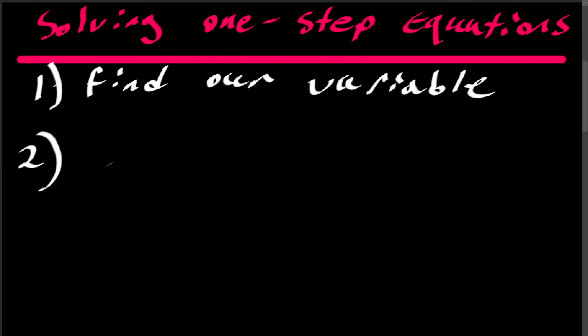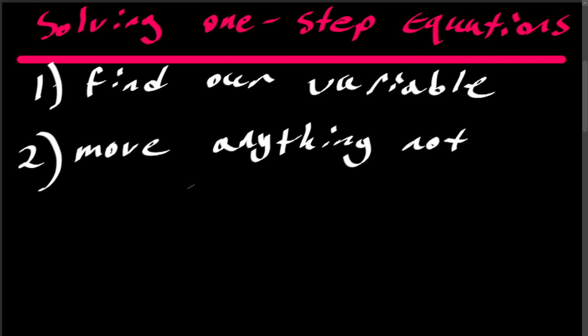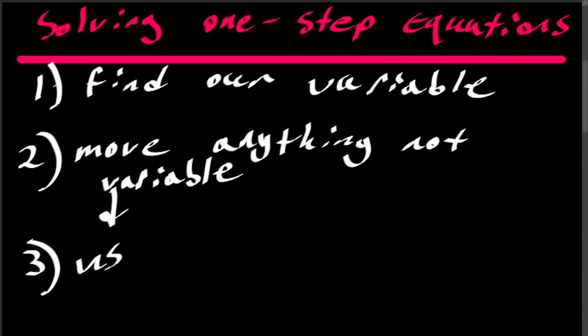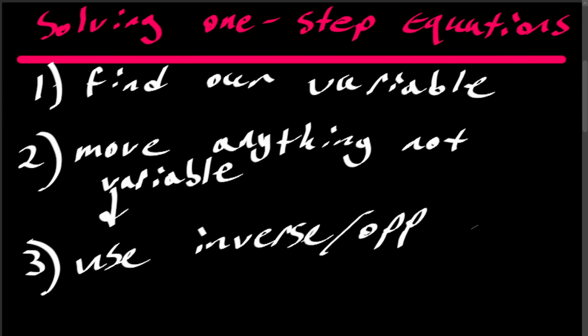All right. Step 2, we want to move anything that's not our variable to the other side of the equation. And we're going to use inverse operations, or opposite operations, to do that. So once again, find your variable, move anything that's not the variable to the other side, and you're going to use inverse operations to do that.